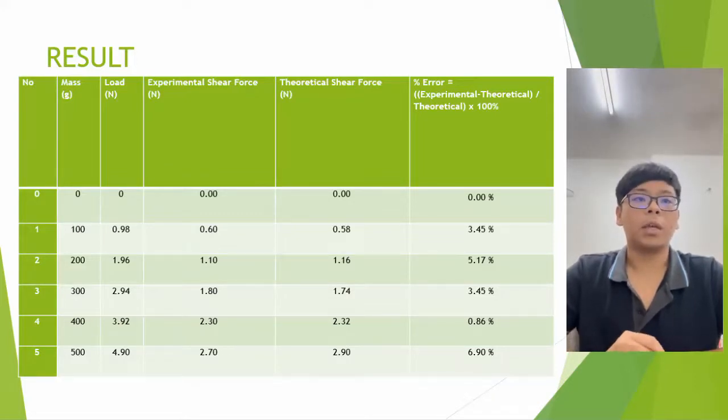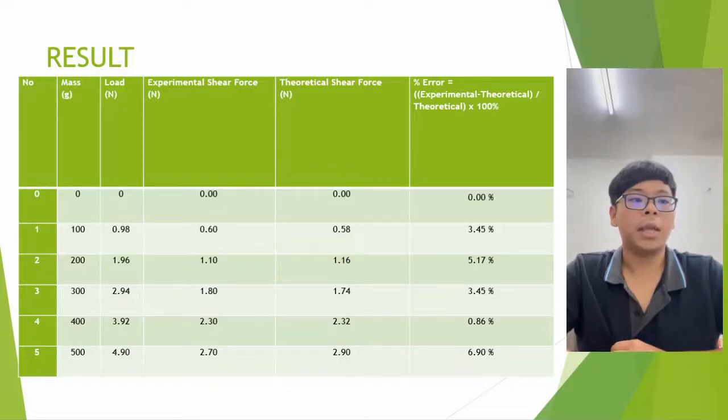Now we move to the theoretical. The theoretical for 100 grams is 0.58, and 200 grams is 1.16, and then 300 is 1.74, and then 400 is 2.32, and then 500 grams is 2.9.